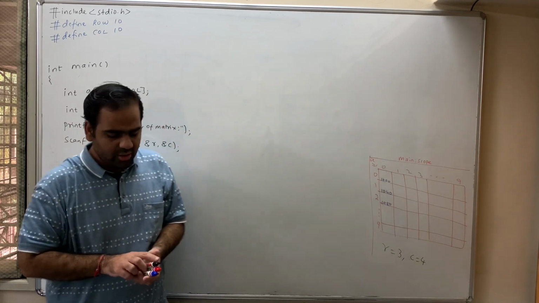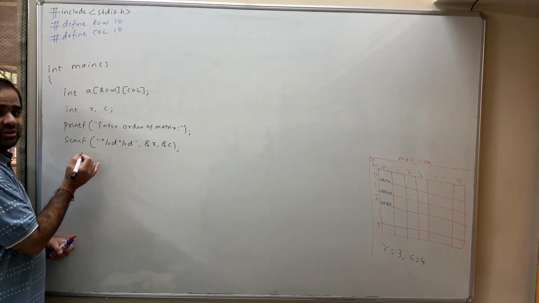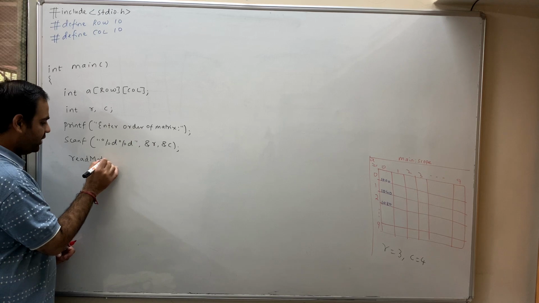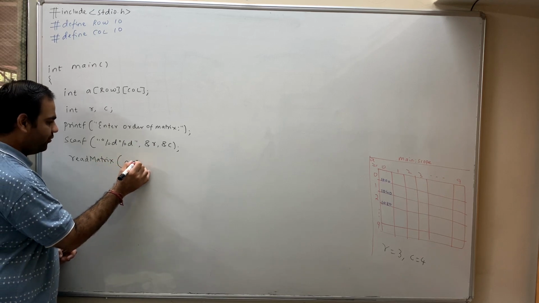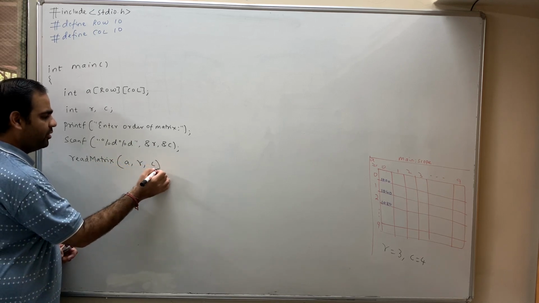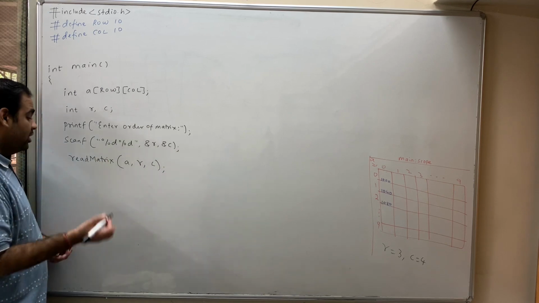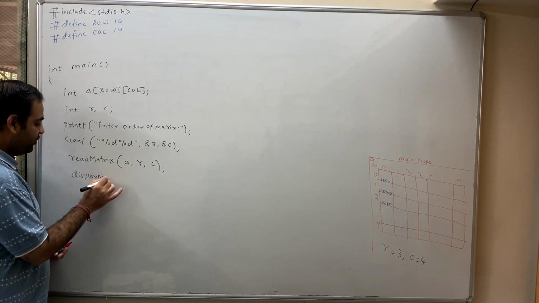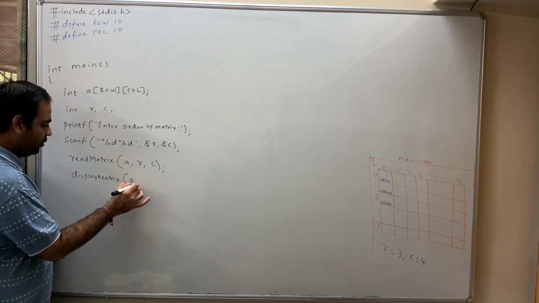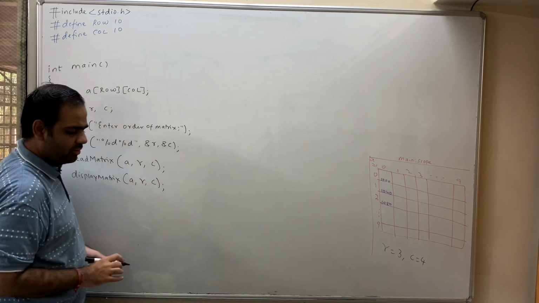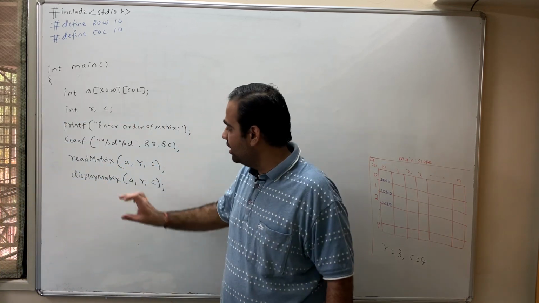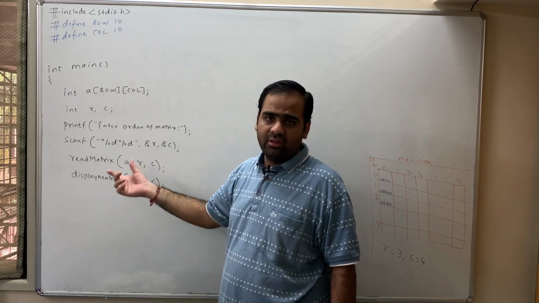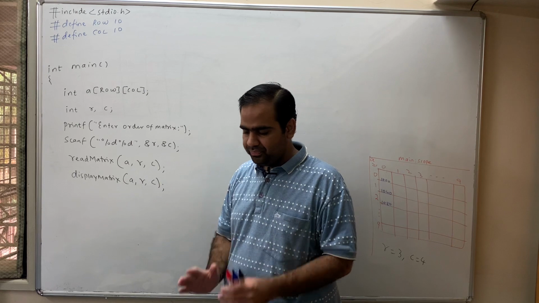Now we have to read the matrix, and for this we have already written a function called read matrix. We call that function read matrix. Which matrix do we want to read? A, with R number of rows and C number of columns. You may display the matrix as well. Let's call the function display matrix, with A, R number of rows and C number of columns. These two functions are not inbuilt. We need to write them. Please write these functions read matrix and display matrix yourself.